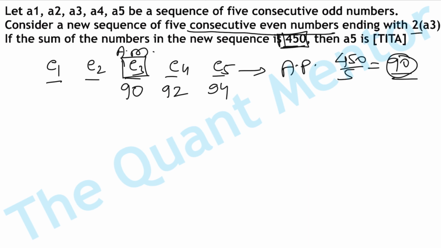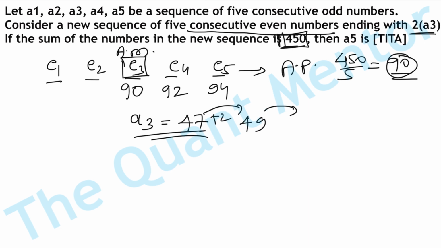But we know that E5 is nothing but twice of A3. So I get A3 as 47 from here. And bingo, A4 will be 49, 2 more, and A5 will be 2 more, 51. So we don't need to make any complicated equation and get the value of x. We can directly observe and write the mean.